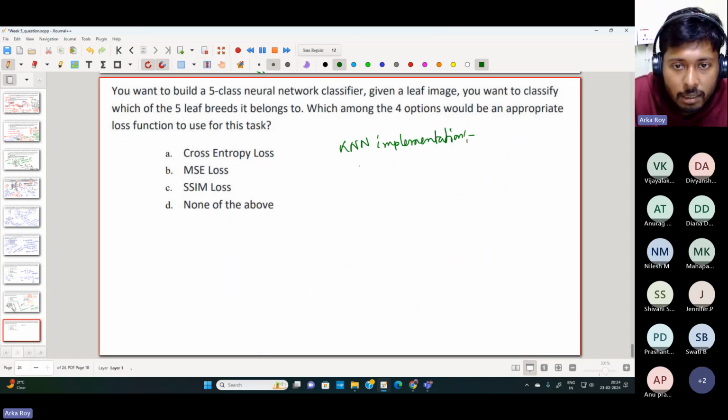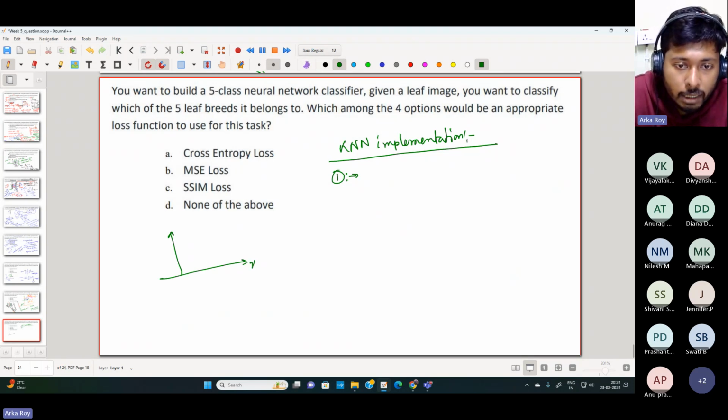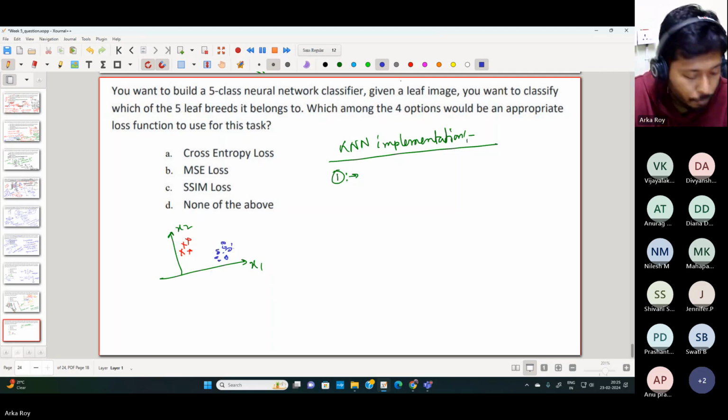So these are the steps that you have to actually follow. In case of KNN, let us consider we have two features, x1 and x2. First you will project all these x1 and x2 in the feature plane. Let us consider the 2-class problem we have. So this looks like this. Now you put an unknown feature vector over here.